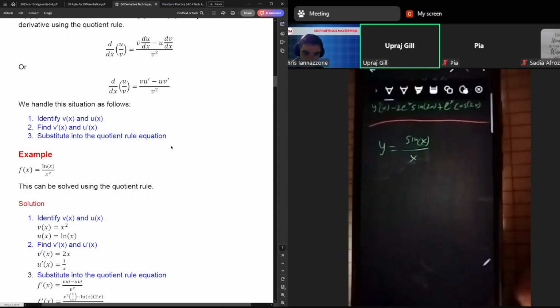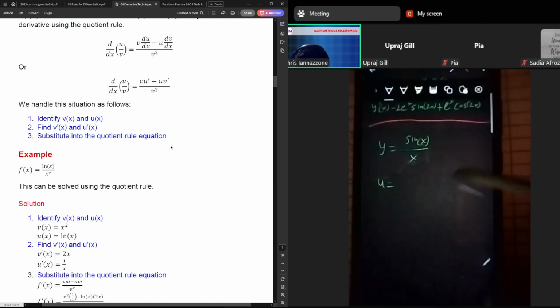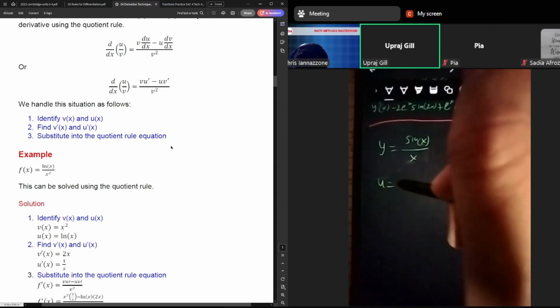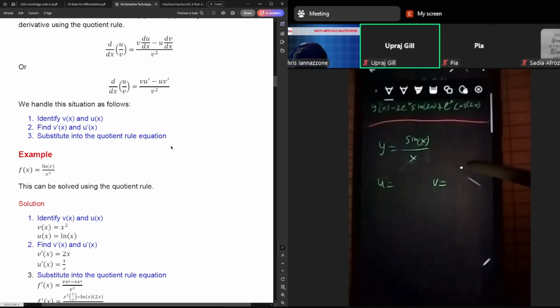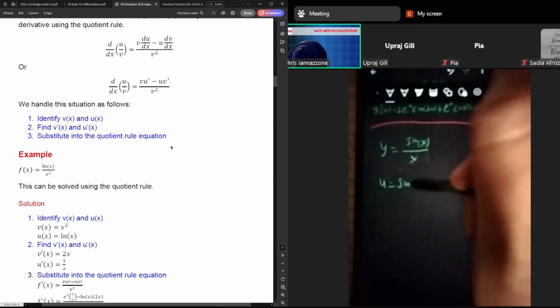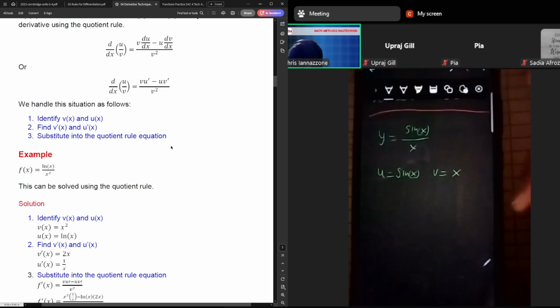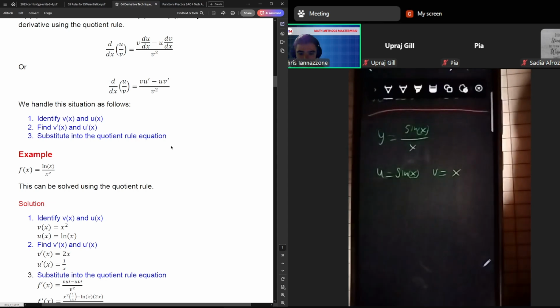We establish u and v. Yep, establish u and v. What are they going to be? Sine x and x. Which one's which? U is sine x and then v is x. Good, yeah. This one does matter, which order you do it in. Okay, then from there, what else?